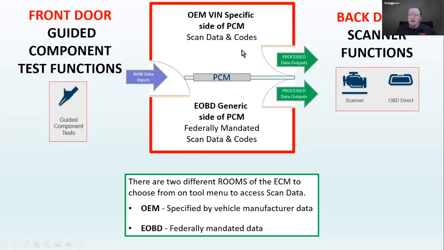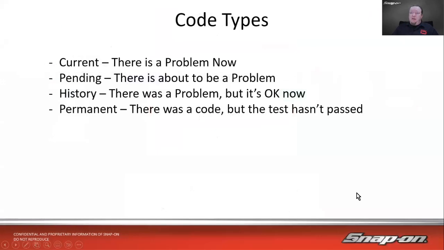But just remember, there are two different rooms, so there may be two different thresholds, two different types of codes that you will run into. And that's just why that happens, because one's for the vehicle manufacturer and one's for federally mandated. We have different code types.